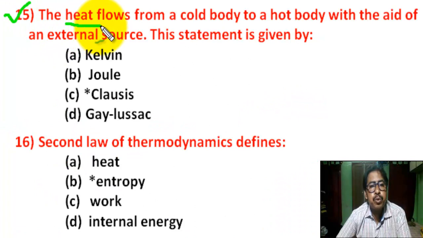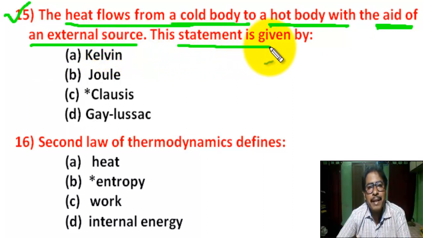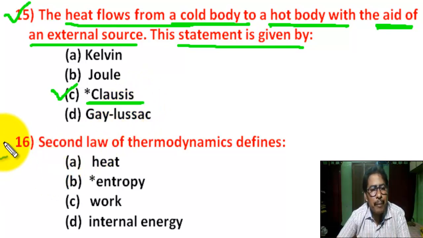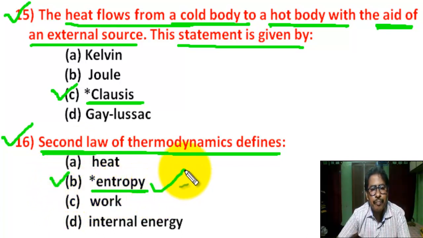Question number 15. The heat flows from a cold body to a hot body with the aid of an external source. This statement is given by, there are 4 options. Correct answer is C, Clausius statement. Question number 16. Second law of thermodynamics defines, there are 4 options. Correct answer is B, entropy.